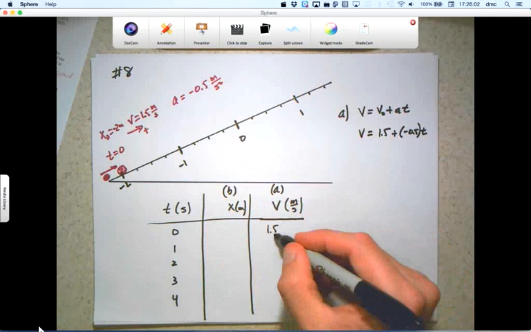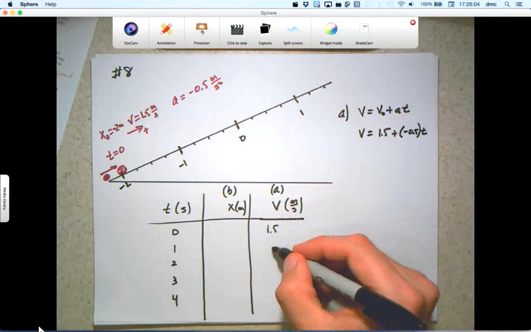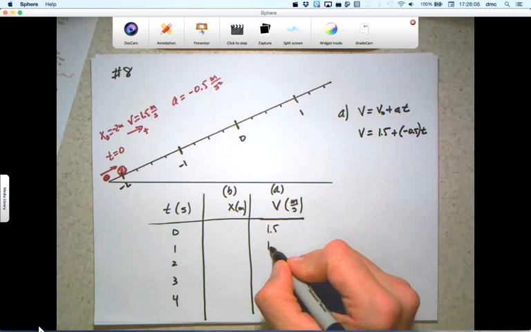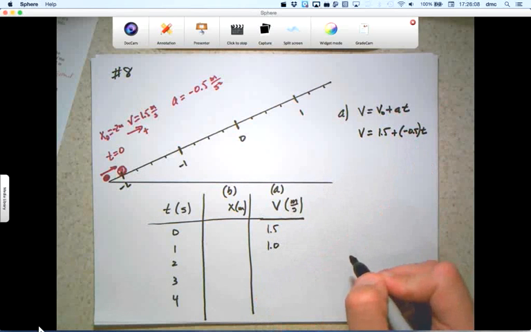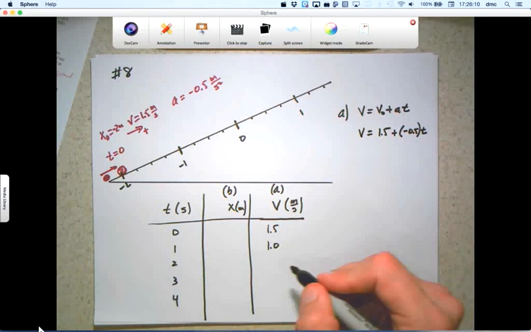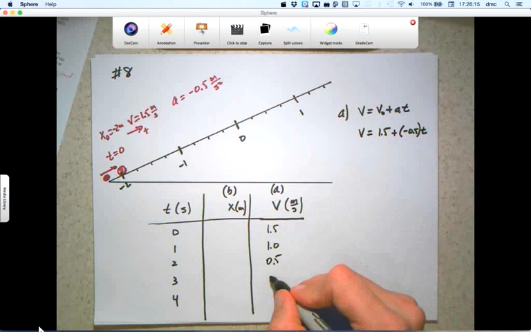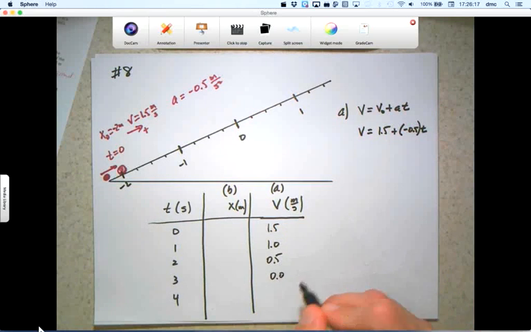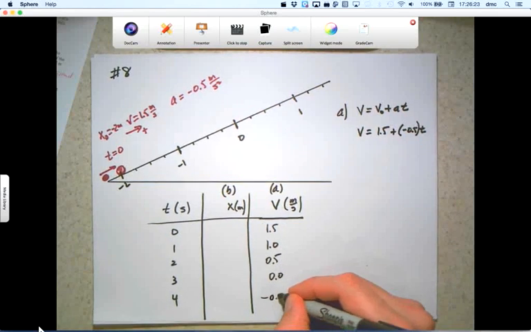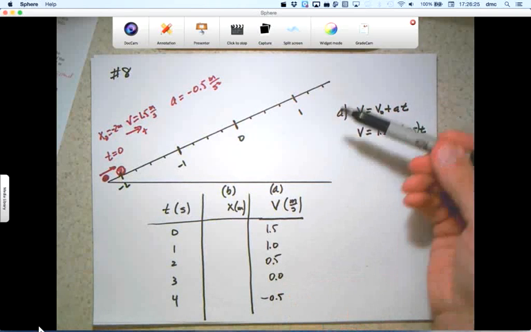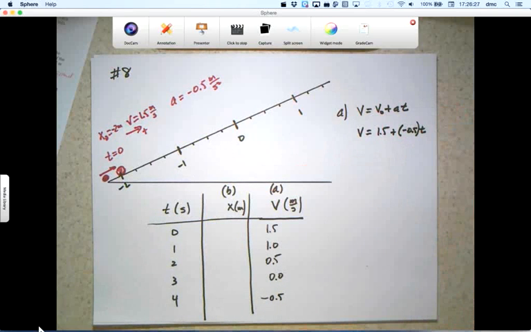So 1.5 at 0. One second later, it loses a half, so it'll be 1.0 meters per second. And then at 2 seconds, it will have lost another half, so that's 0.5. And at 3 seconds, it'll be 0, so it'll have stopped moving. So it takes 3 seconds for it to stop moving. And then at 4, subtract another half, it's at -0.5. So then it starts going backward down the incline. Okay, so now that's the answer to part A.